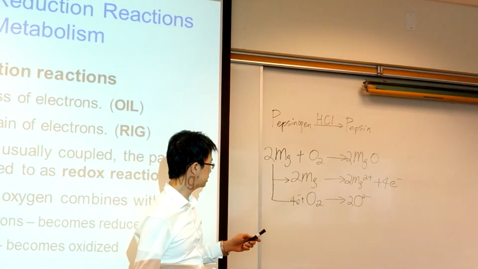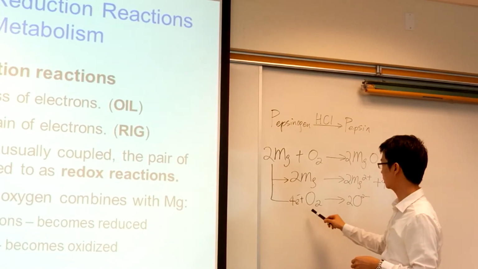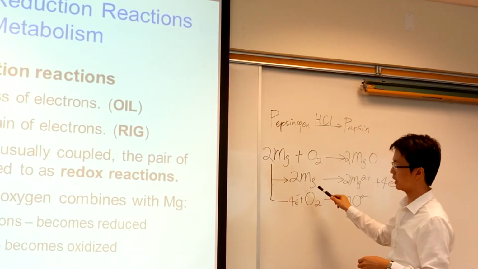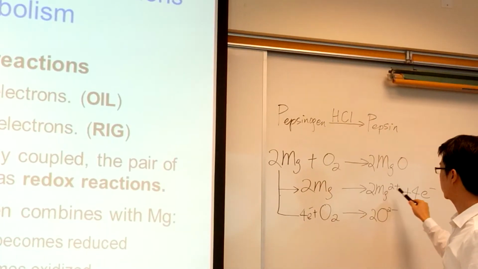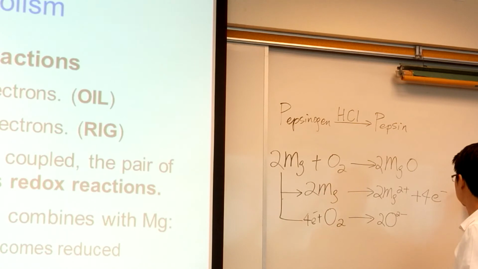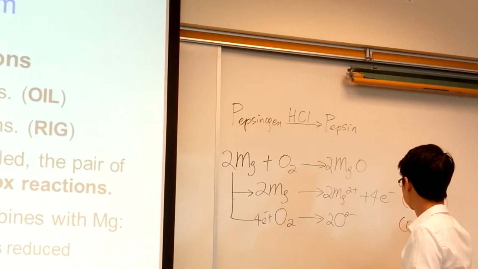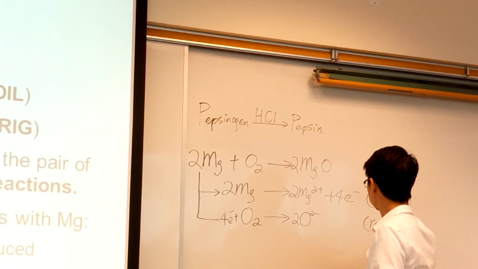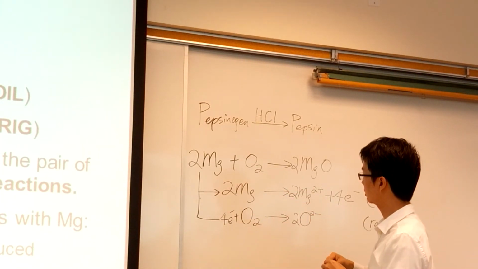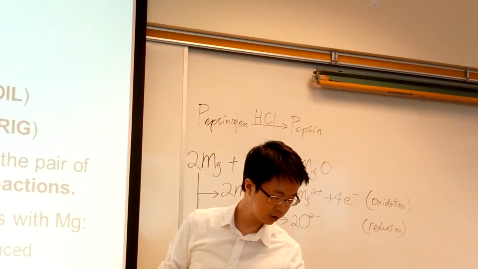So this is what it means. For oxygen here, it is becoming reduced, because oxygen gains electrons. For magnesium, it loses electrons, so it becomes oxidized. So this is oxidation. This is reduction. When you combine these 2 chemical reactions, you get this overall general equation for the reaction.